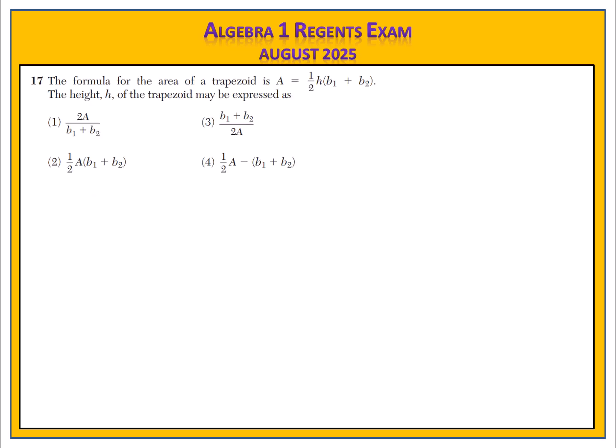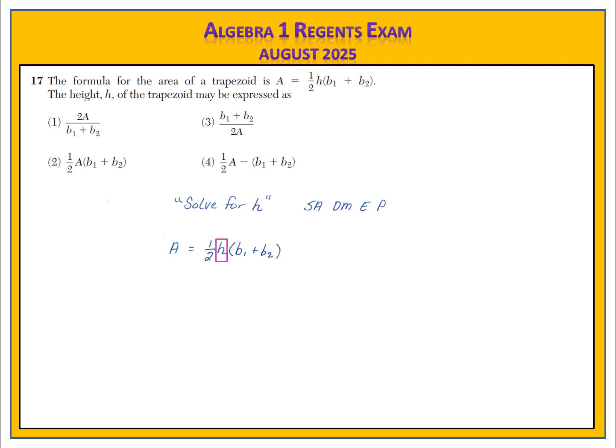Problem 17. The formula for the area of a trapezoid is A equals 1/2 h times (b1 plus b2). The height h of the trapezoid may be expressed as which of the following? We want to solve for h, and we're going to use inverse operations. I always begin by writing down the equation and putting a box around the variable I want to solve for.